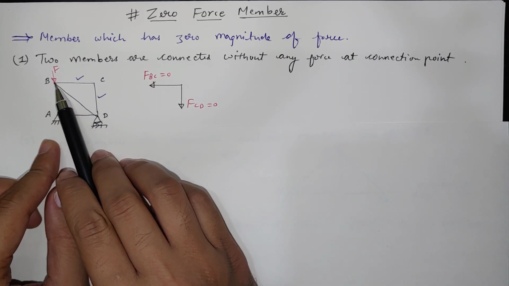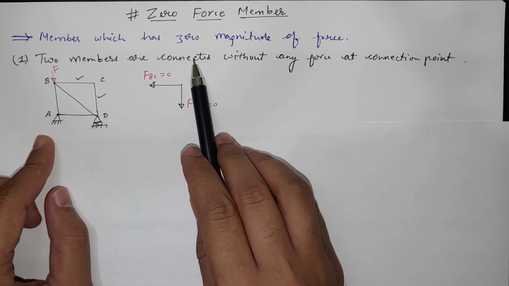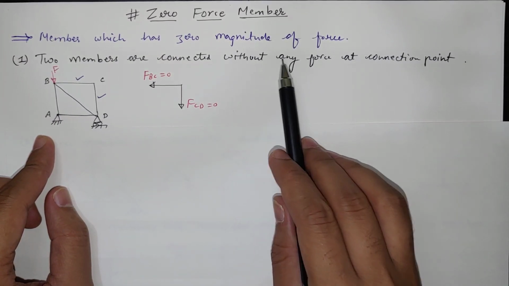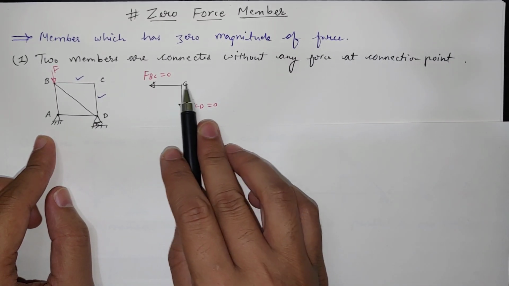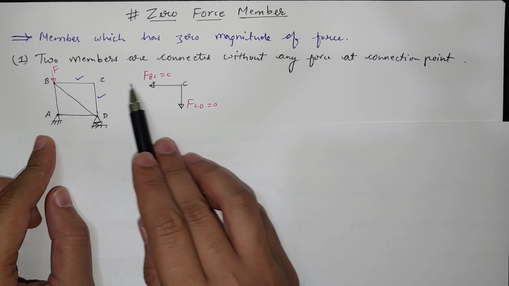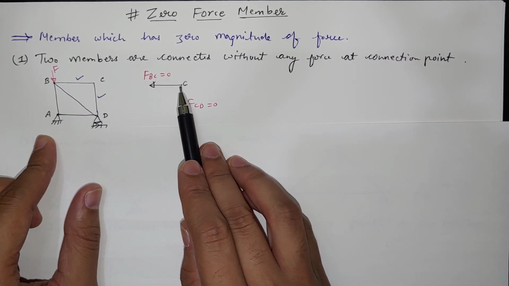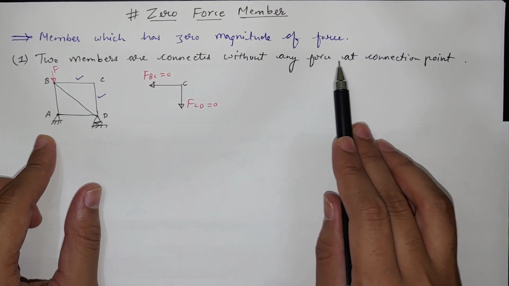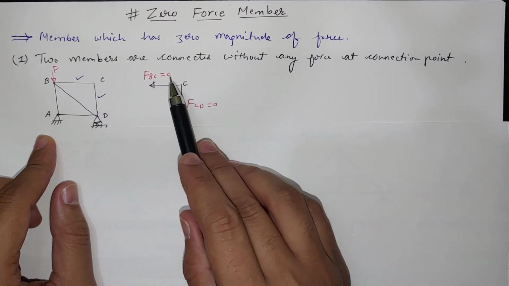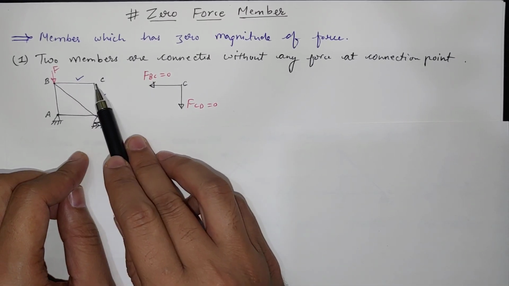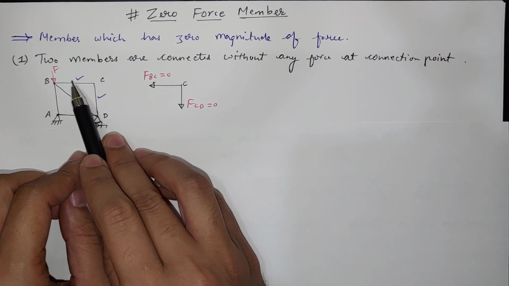Now the force is at point B, and you see at point C there are two members connected, and the second condition is without any force. So there is no force at this joint C. If we draw a free body diagram of this joint, there is no force acting at point C. These two criteria are met, and now we can directly say that both these forces will be 0, because both these members are zero force members and they do not take any load.